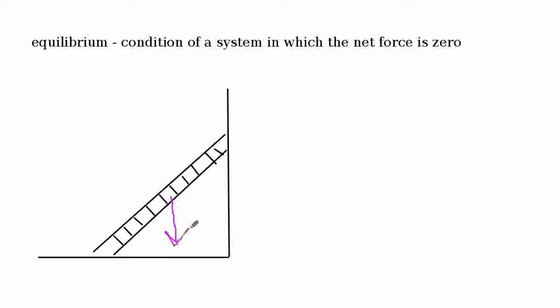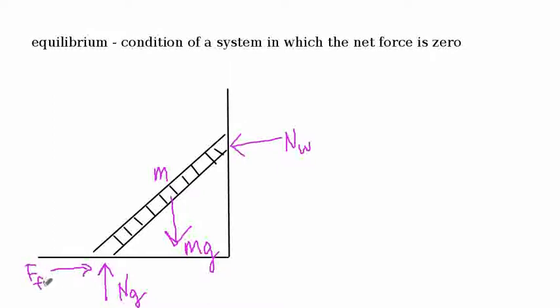We have gravity, so I'll just call that mg. Let's assume the ladder has a length and a mass m, and then we've got the normal force of the ground, maybe I'll call that N_g. We have the normal force of the wall, N wall, maybe N sub w. We also have to have a friction. I'll put a friction here, and that's the friction of the ground. And then we also have the friction of the wall.